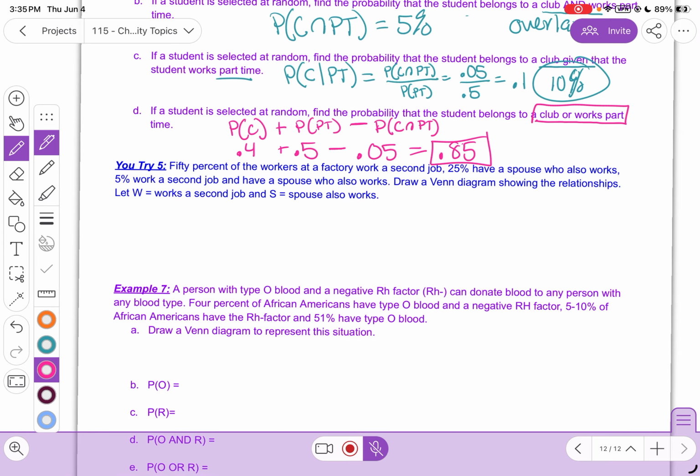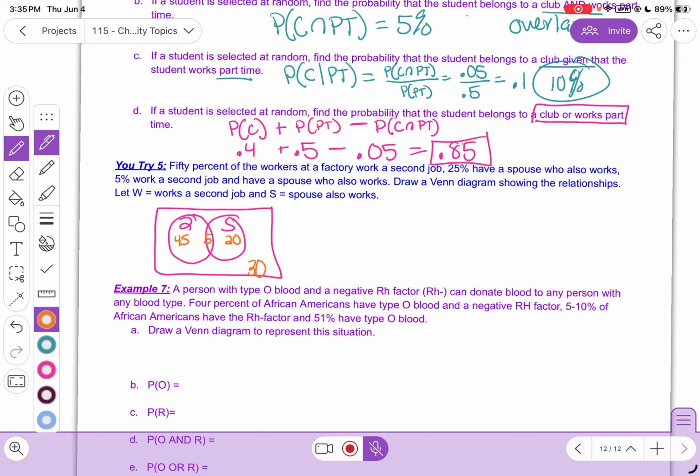All right, 50% of workers have a second job. 25% have a spouse who also works. 5% work a second job and have a spouse who works. Draw a Venn diagram. So 5% go in the middle. 50%, so 50 minus 5 is 45. 25 have a spouse, so 25 minus 5 is 20. Add those up and you get 70. So that means there's 30 out here. So there is the Venn diagram. That's all it wanted.